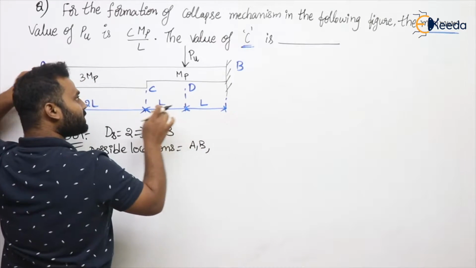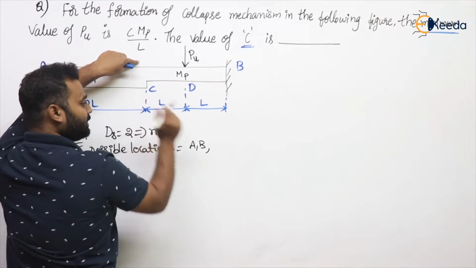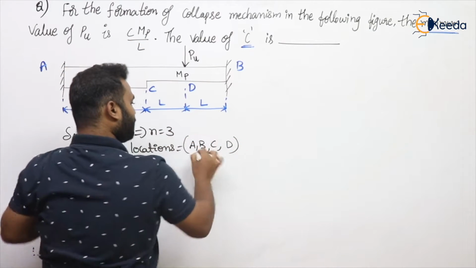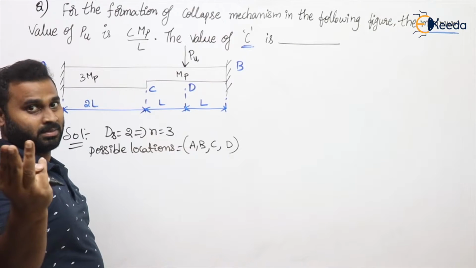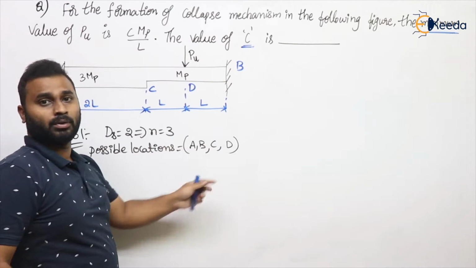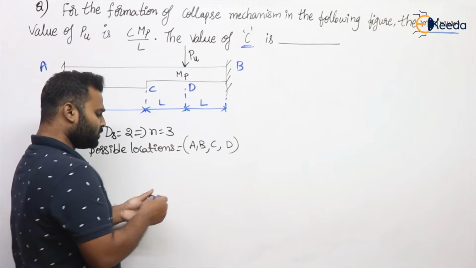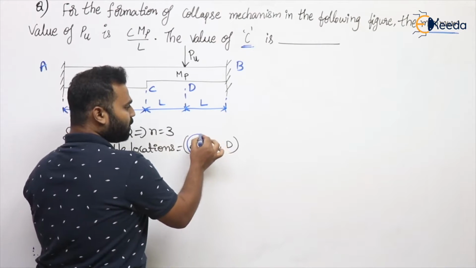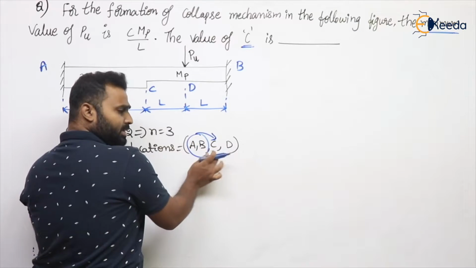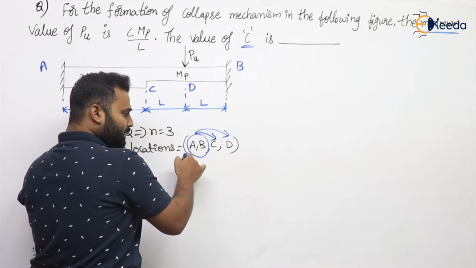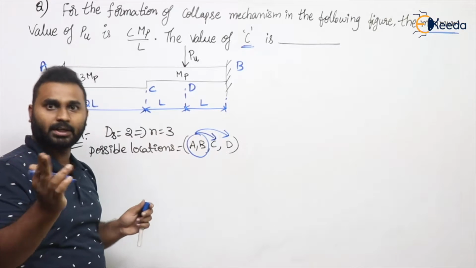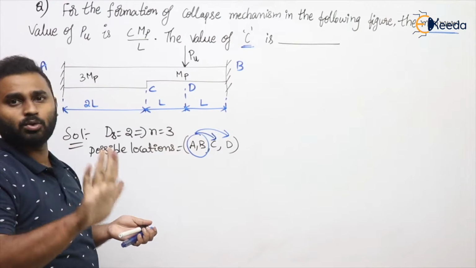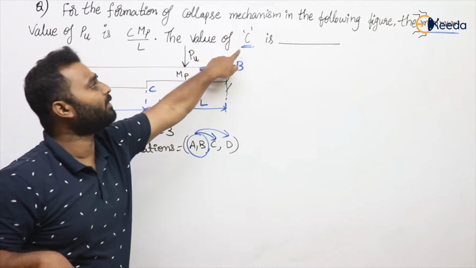Now what are the other locations? Where the cross section changes, C. Where the load is acting, under D. So we require 3 hinges, but here possible locations are 4. As I said, A and B are fixed. Now we have to check possibilities ABC and ABD. That's it, 2 possibilities are there. Out of these 2 possibilities, the case in which the minimum load occurs is considered the true collapse load, and based on that we have to find the value of C.